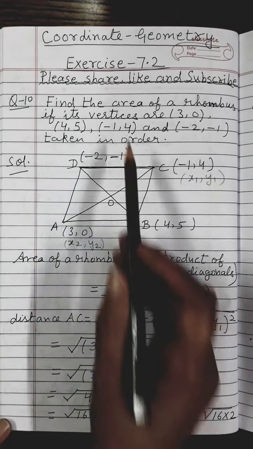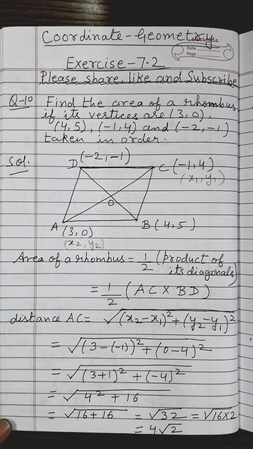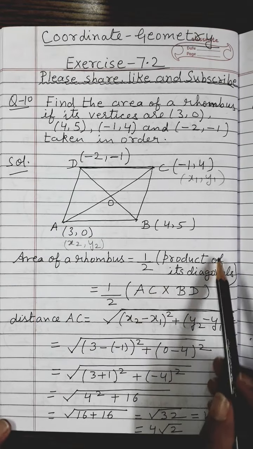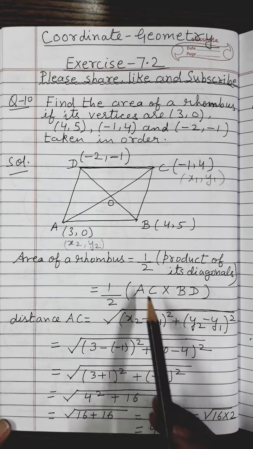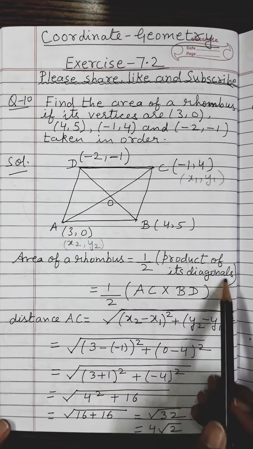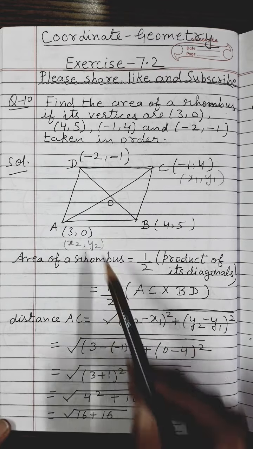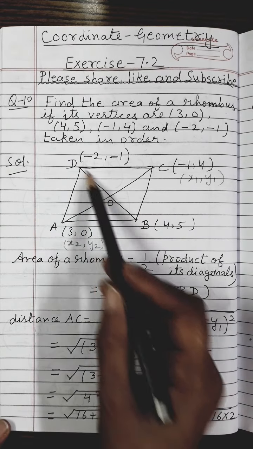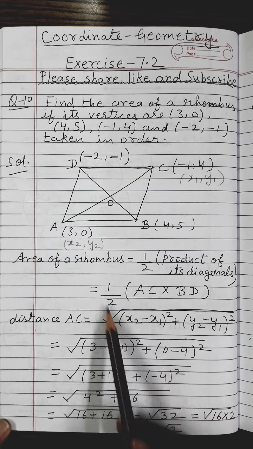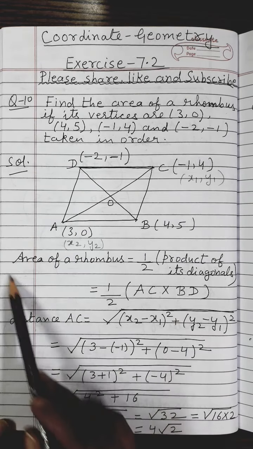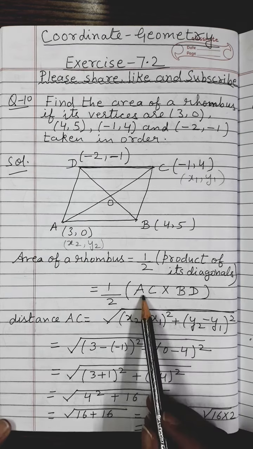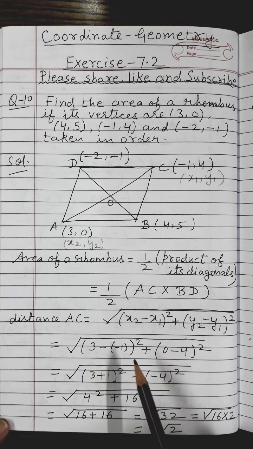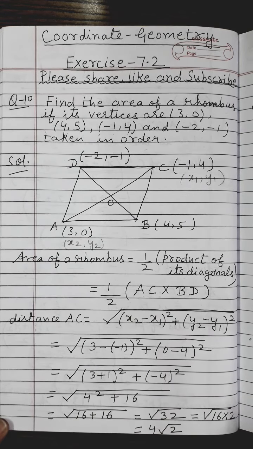Now in order to find the area of a rhombus, we have to know the formula for the area of a rhombus, given by half the product of its diagonals. This formula you have to learn. What is the area of a rhombus? Half into the product of its diagonals, which I can write as half into AC into BD. So your formula is like this: half AC into BD. You have to learn this formula in order to do this question.